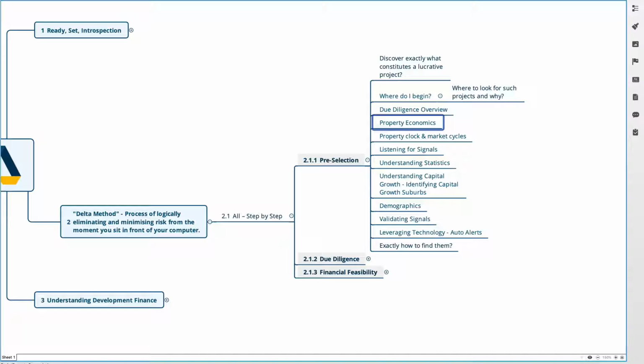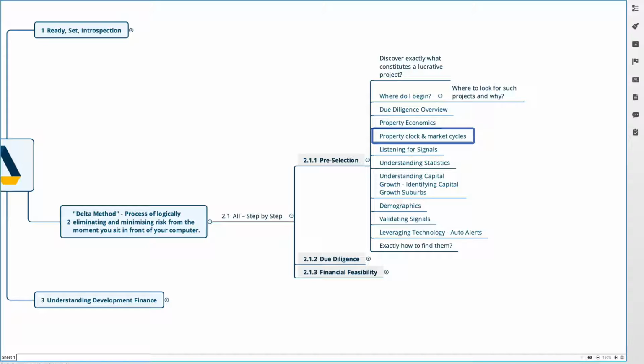Property economics: there's a full video on property economics, the things that you've got to look at to make sure that the economy is doing well, the local area economy is doing well, what kind of money people make, so that the product that you're going to develop actually suits everything. It suits the demographics, the target audience, the people based on the income levels, and so on. That's what property economics is all about, and I'll show you all these indicators and all these different things that you've got to know.